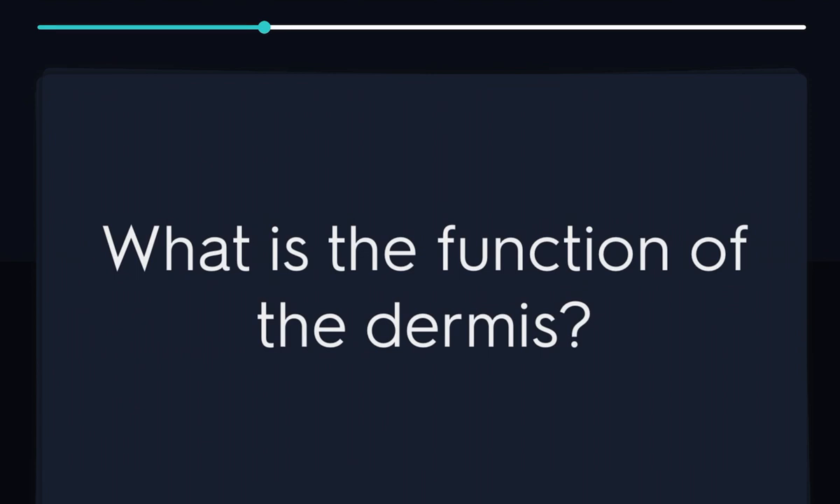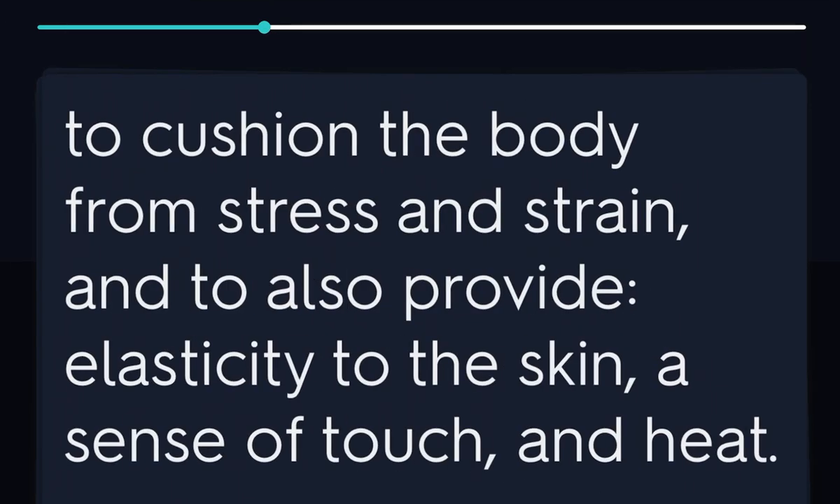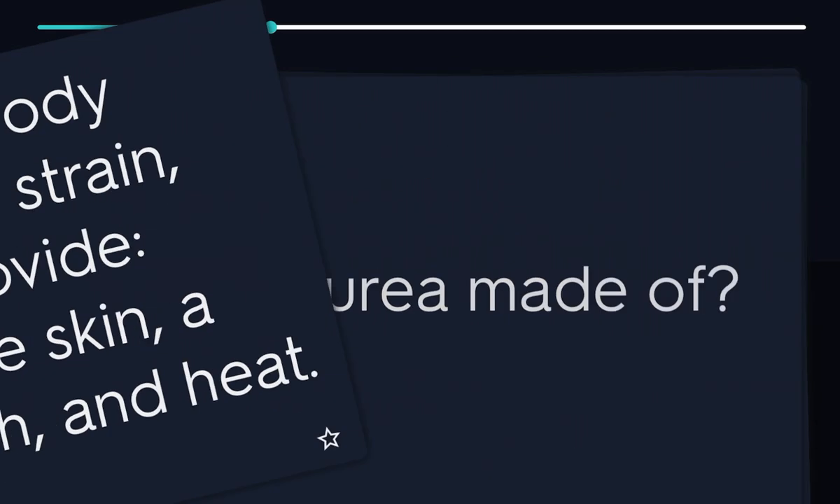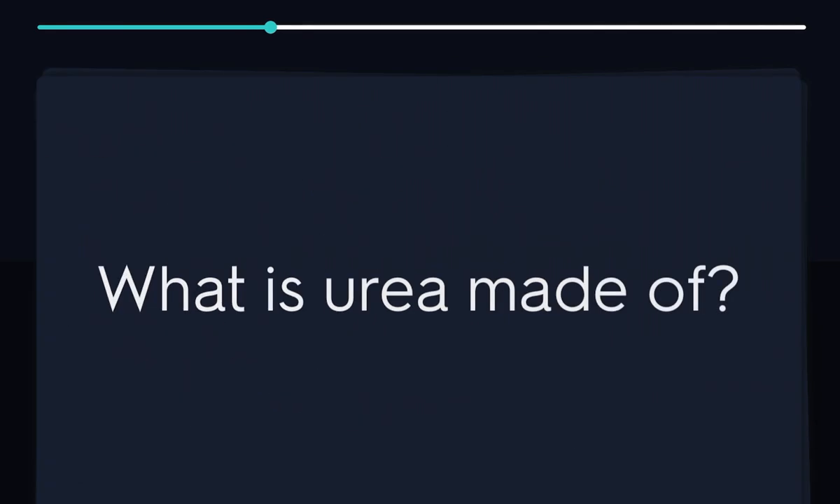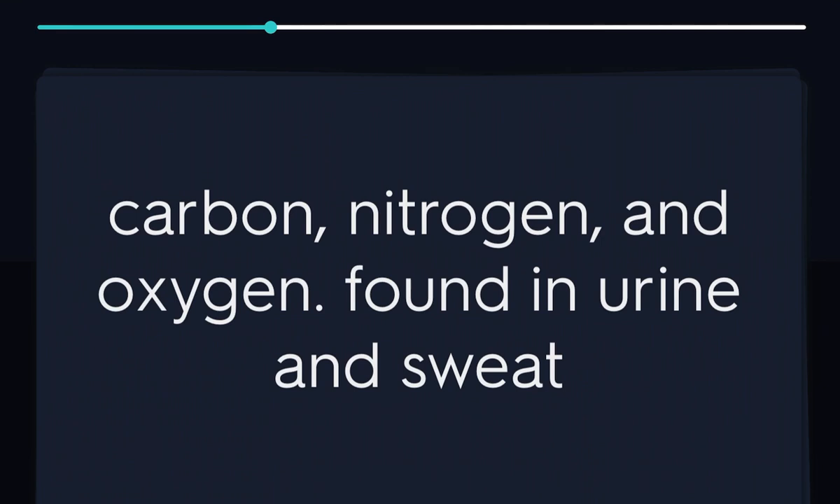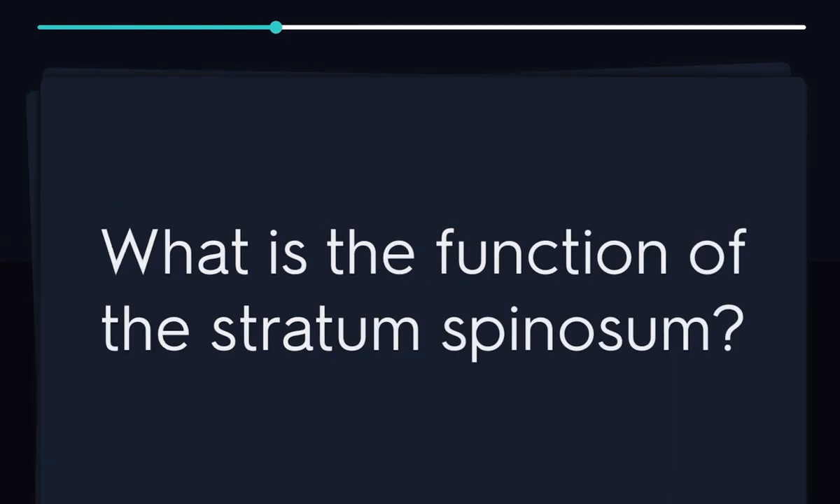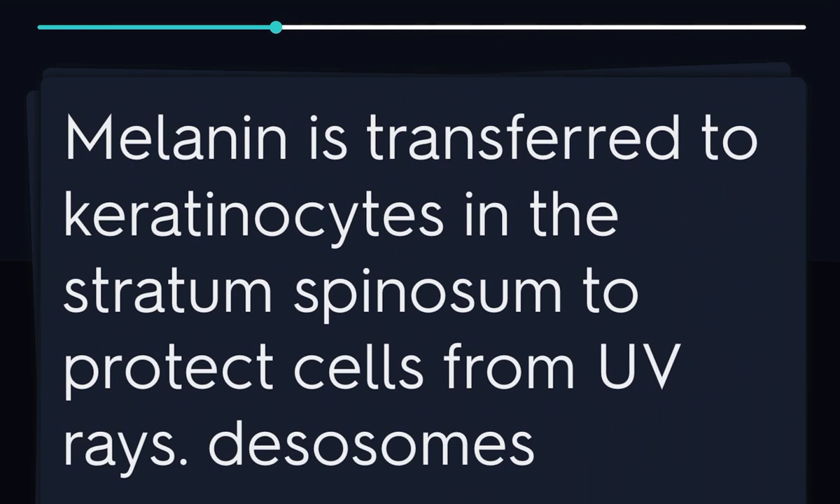What is the function of the dermis? To cushion the body from stress and strain and to also provide elasticity to the skin, a sense of touch and heat. What is urea made of? Carbon, nitrogen and oxygen found in the urine and sweat. What is the function of the stratum spinosum? Melanin is transferred to keratinocytes in the stratum spinosum to protect cells from UV rays.